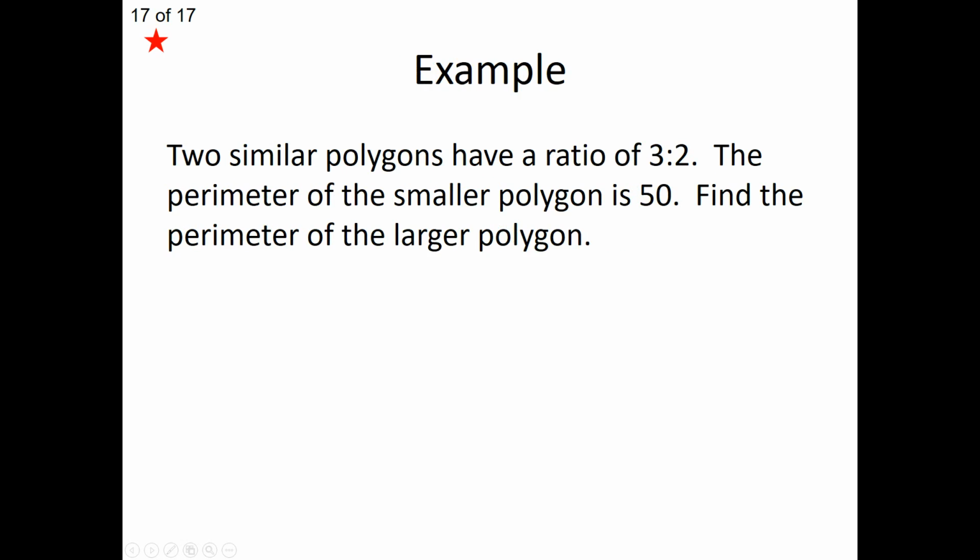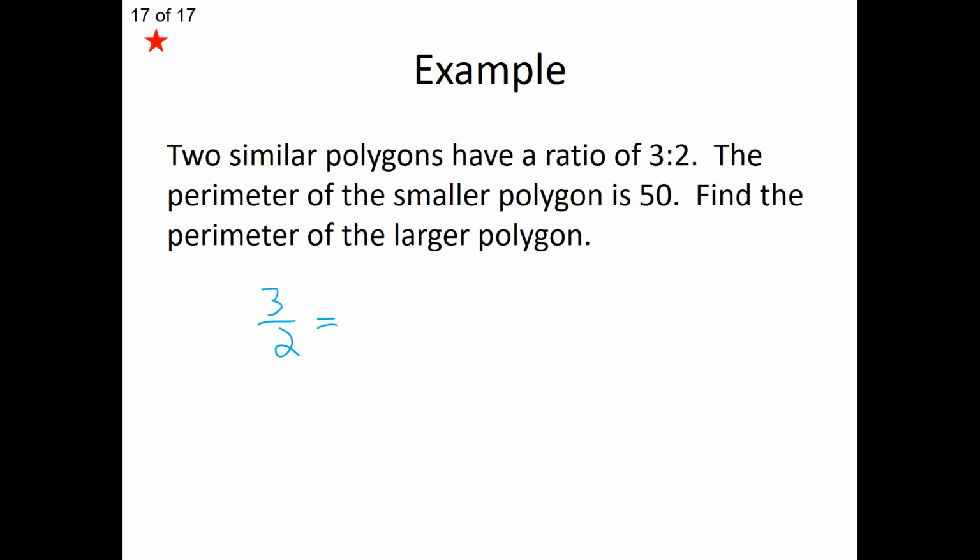So our last problem is an example using this new revelation of our perimeter ratios. Two similar polygons have a ratio of 3:2. The perimeter of the smaller polygon is 50. Find the perimeter of the larger polygon. Well, the perimeters have the same ratio as the sides, which means that the ratio of the two polygons is 3 over 2. That means we can set up a proportion to solve for the missing perimeter of our larger polygon. So our ratio is 3 over 2.